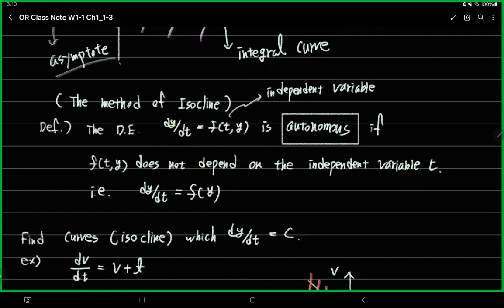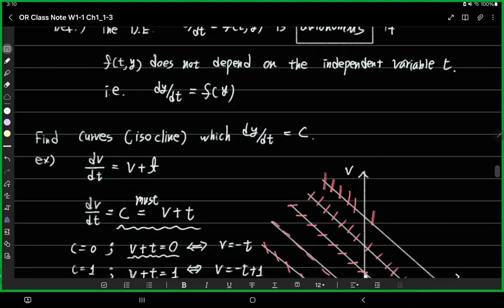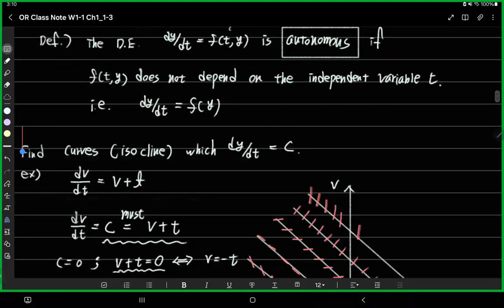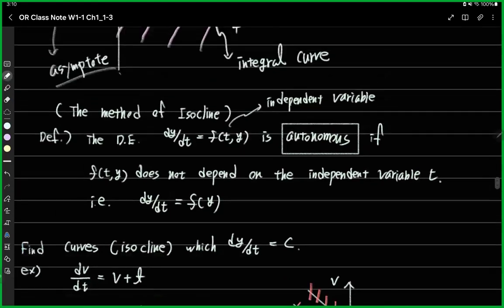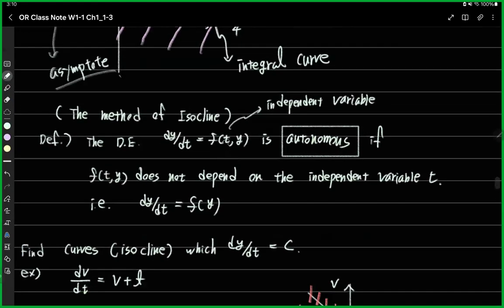So we're talking about this one. This is autonomous if f of t comma y, the function on the right-hand side, does not depend on the independent variable t. So t is the independent variable, y is the dependent variable. So f depends only on y, then we say that the differential equation is autonomous.